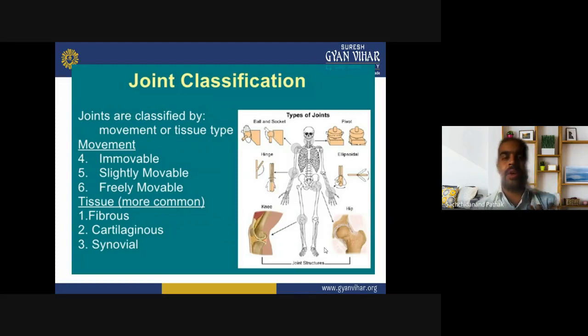One category is according to the tissue involved. Which type of tissue is involved in the joints? According to that tissue you can categorize them. Second, you can classify it according to movement, which type of movement is there. It is non-movable, slightly movable, or freely movable. So according to movement you can classify the joints.